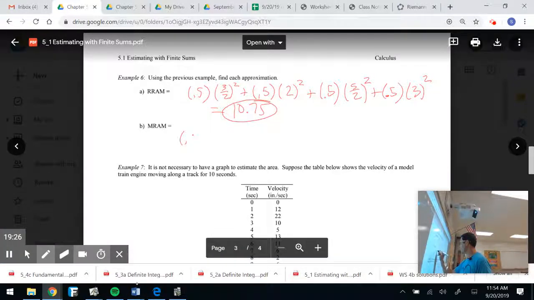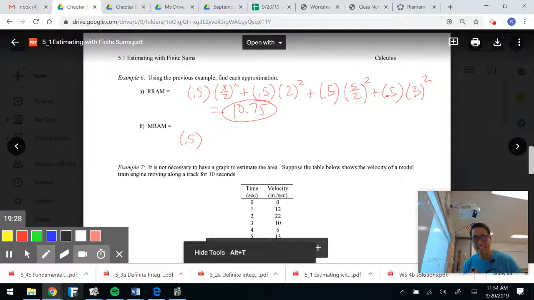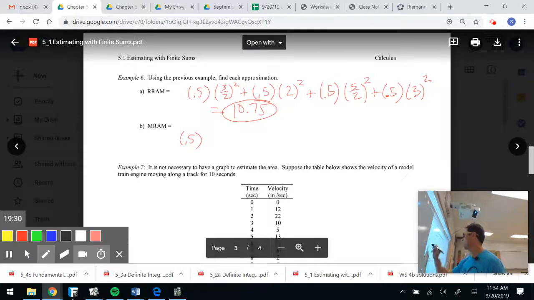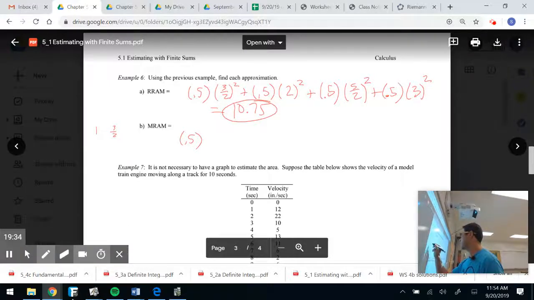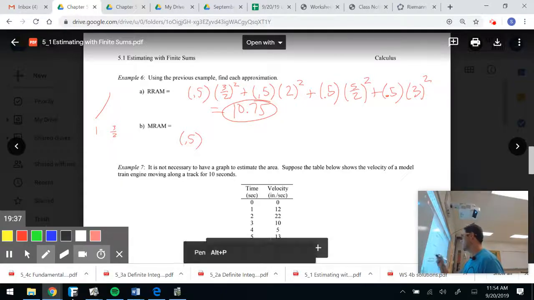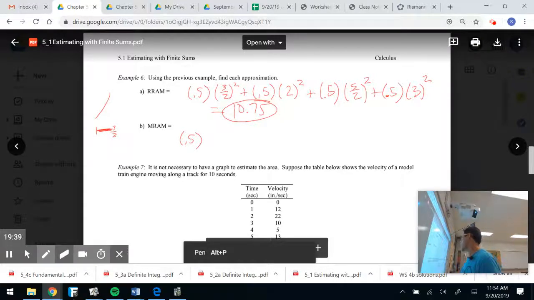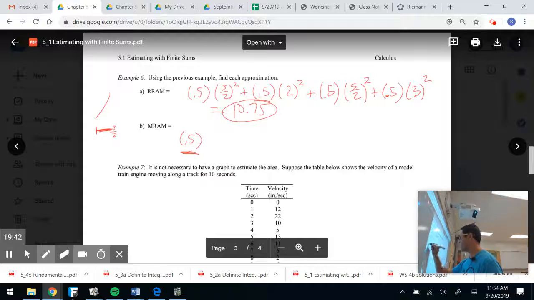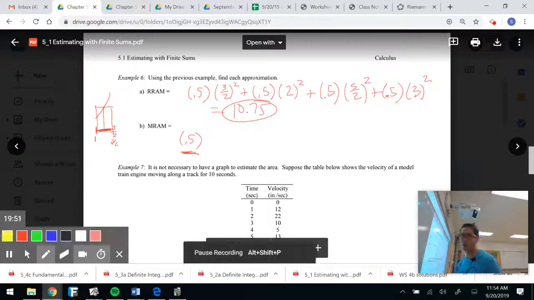Well, it's definitely going to have a width of 0.5. But what's the height of that rectangle, right? I'm going to draw a little picture here. We go from 1 to 3 over 2, right, class? That was my first interval. And it's still a width of 0.5. But I'm not going to use 1, and I'm not going to use 3 halves. I'm going to use the middle of those guys. And then remember, that's how we draw that particular rectangle for that piece.